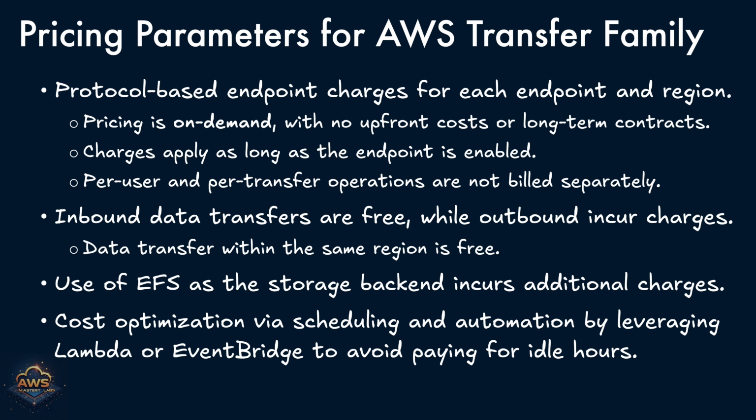When planning your file transfer workflows in AWS, it's important to understand how AWS Transfer Family pricing works so you can scale cost-effectively and avoid surprises. At the core of the pricing model are protocol-based endpoint charges. For each Transfer Family endpoint, whether it's SFTP, FTPS, or FTP, you pay an hourly rate that varies by the protocol and AWS region. These charges apply as long as the endpoint is enabled, whether or not it's actively being used. The pricing is fully on demand, with no upfront costs or long-term commitments, making it easy to get started without heavy provisioning or overcommitment.